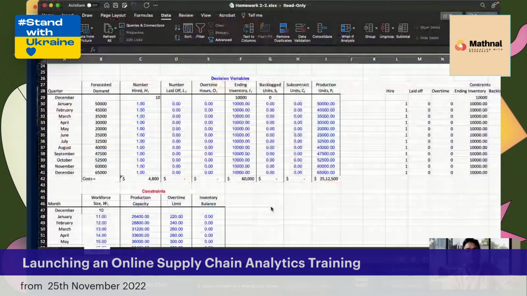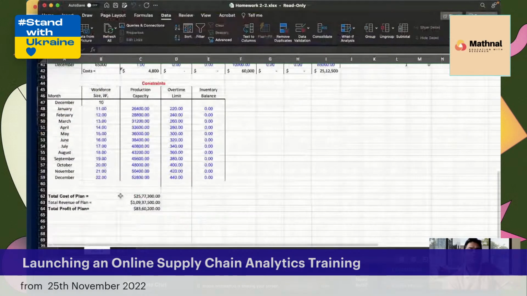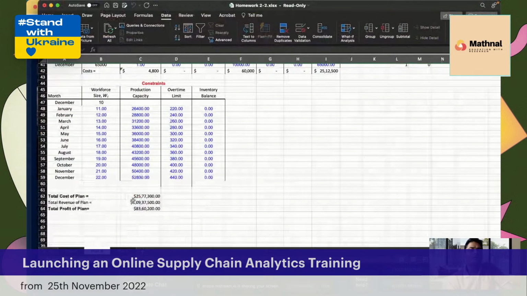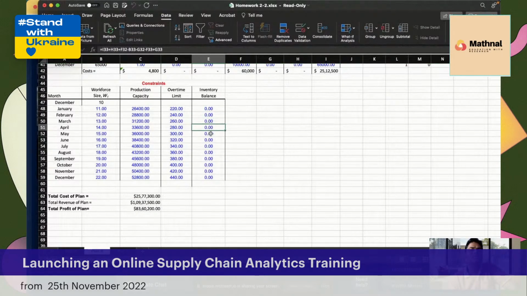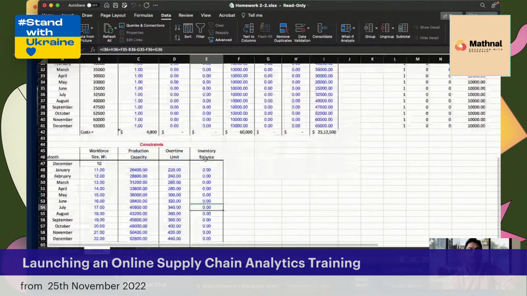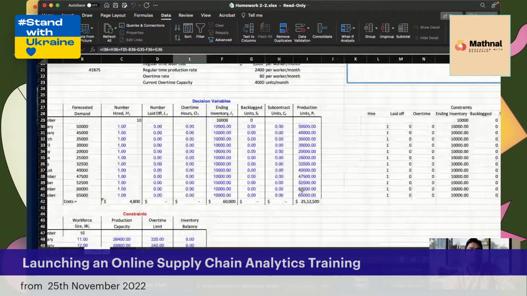So what we are saying is the total cost is 25 million 77,000 33. So 25.77 million is what we are getting, and we have achieved inventory balance which is zero, right? And this is the total production units being suggested by the solver, and total revenue is around 25 million, right? So this is the solution suggested by this solver.